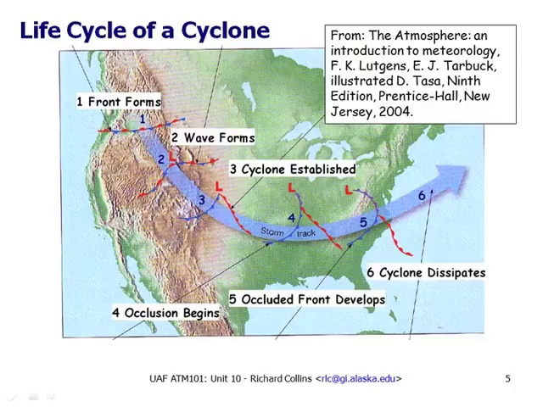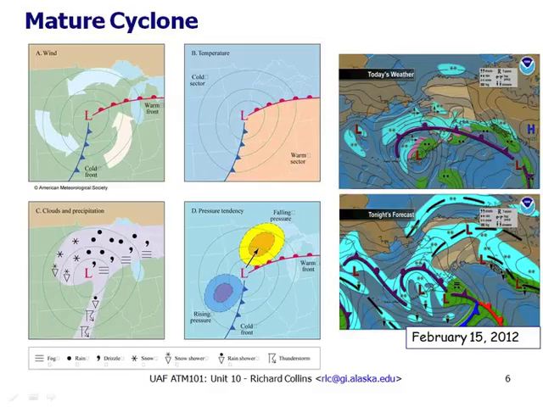We get to step 6. So there's a 6-step process that's in the mind of forecasters as they think about how a cyclone evolves. In the mature cyclone, we see very distinct weather patterns around the low pressure system. These are discussed in the book in terms of wind, temperature, clouds and precipitation, and pressure tendencies.